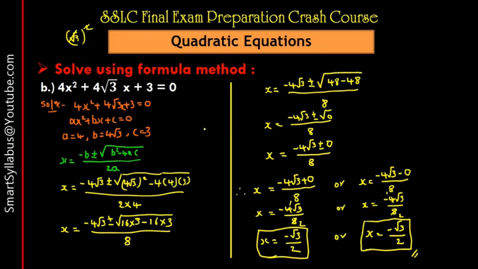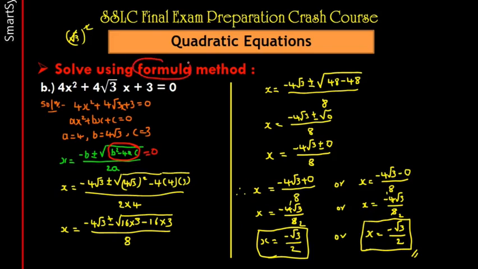So dear students, the reason for getting the same answer is this: if b square minus 4ac is equal to 0, then only the roots are equal. Hope you remember these points what you learned during your school time, right? So if b square minus 4ac is equal to 0, then the roots are equal. If it is less than 0, then the roots are imaginary. If it is greater than 0, then the roots are real. So this is the second numerical which we have solved using the formula now.